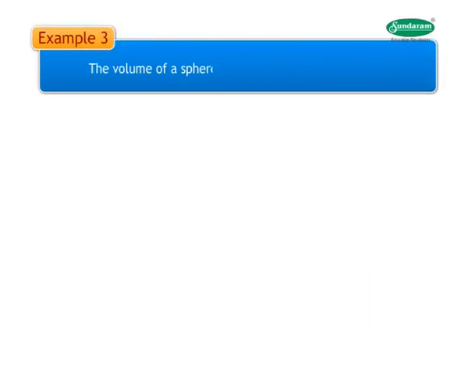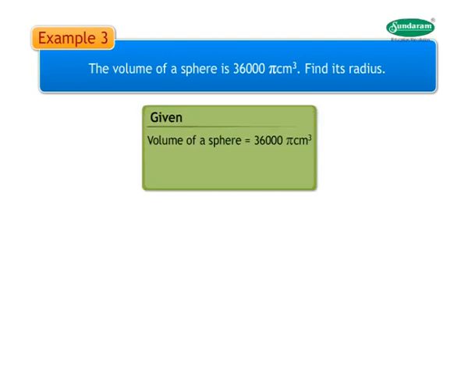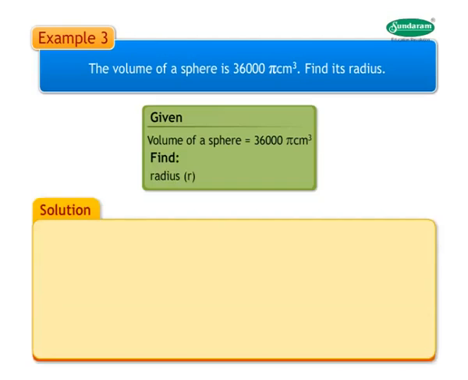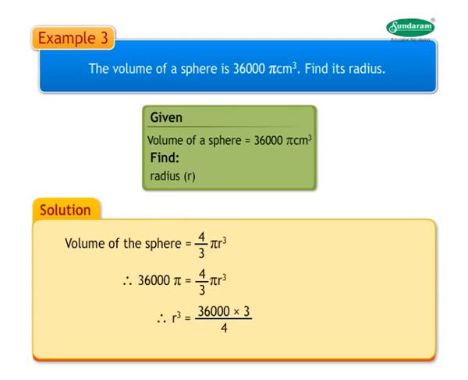Example 3. The volume of a sphere is 36,000 pi centimeter cube. Find its radius. Given volume of a sphere is equal to 36,000 pi centimeter cube. To find radius. Solution. Volume of the sphere is equal to 4 upon 3 pi r cube. Therefore, 36,000 pi is equal to 4 upon 3 pi r cube. Therefore, r cube is equal to 36,000 into 3 upon 4. Therefore, r cube is equal to 27,000. Therefore, r is equal to 30.